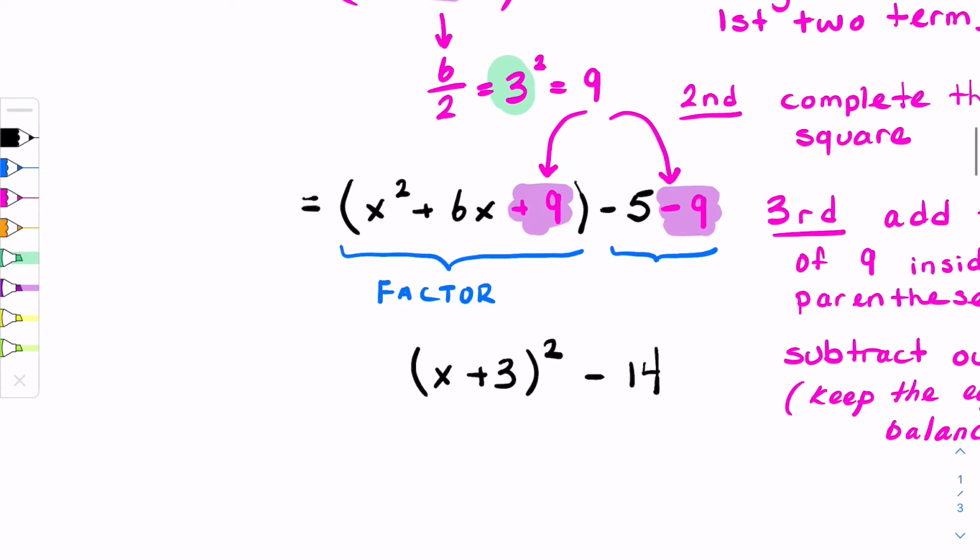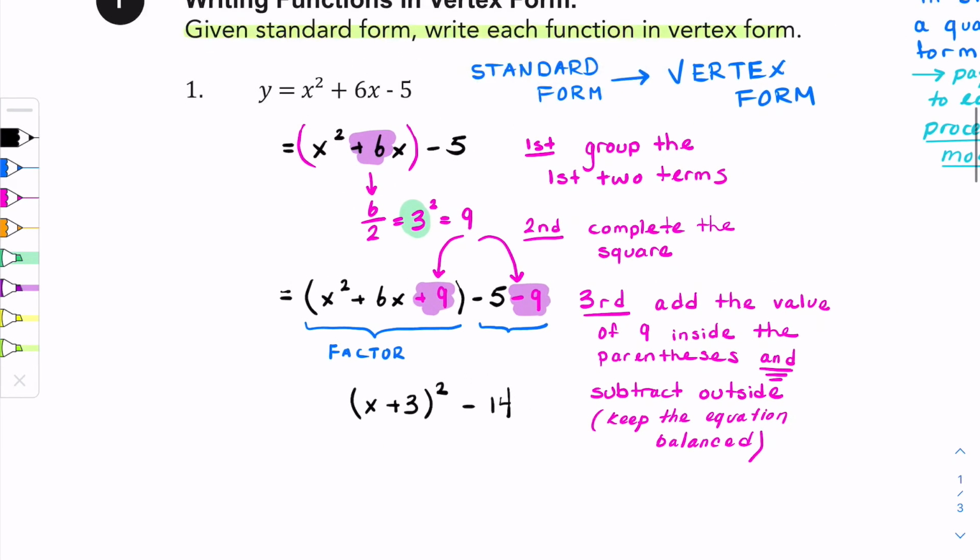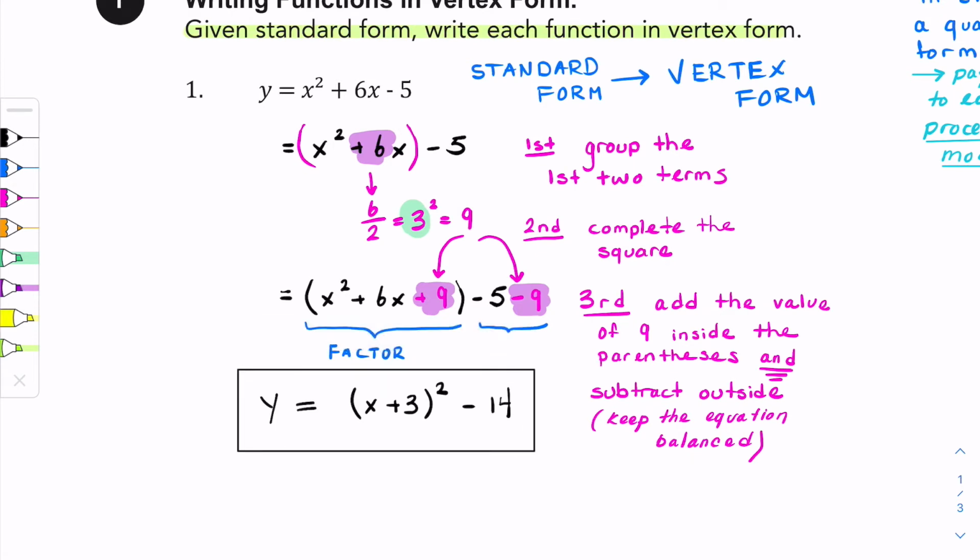So once you get to this step right here, this is your vertex form. So we're going to write this as y equals x plus 3 in parentheses squared minus 14. So in this example, we started in standard form and we went to vertex form.